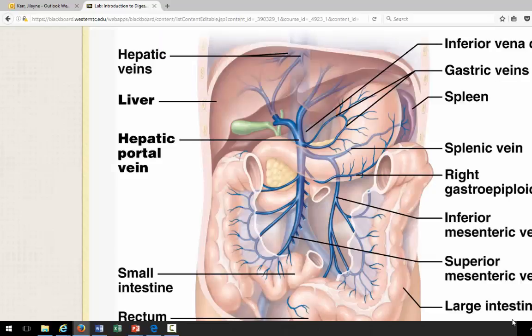All right, so again, superior mesenteric, very large vessel, inferior mesenteric, much smaller vessel. Just know how they branch. You can see the gastric veins come off first and then the splenic vein, which comes off behind the stomach. That's why it's faded out here, because it's actually behind the stomach, where the spleen is.